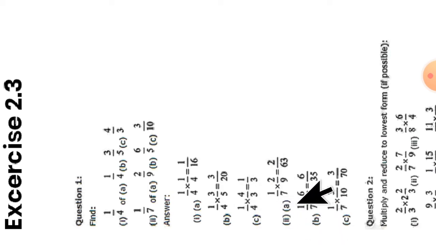1 upon 7 into 2 upon 9 equal to 2 ones are 2. 7 nines are 63. So 2 upon 63. 1 upon 7 into 6 upon 5. 6 ones are 6 and 7 5s are 35. So 6 upon 35. 1 upon 7 into 3 upon 10. So 3 ones are 3. 7 10s are 70. So 3 upon 70.